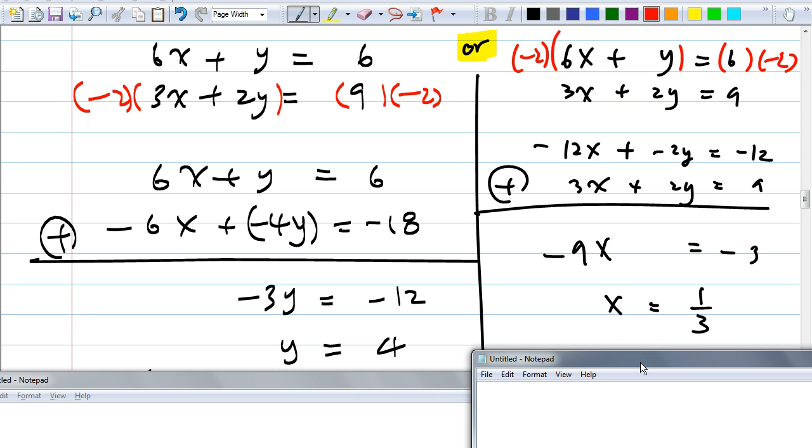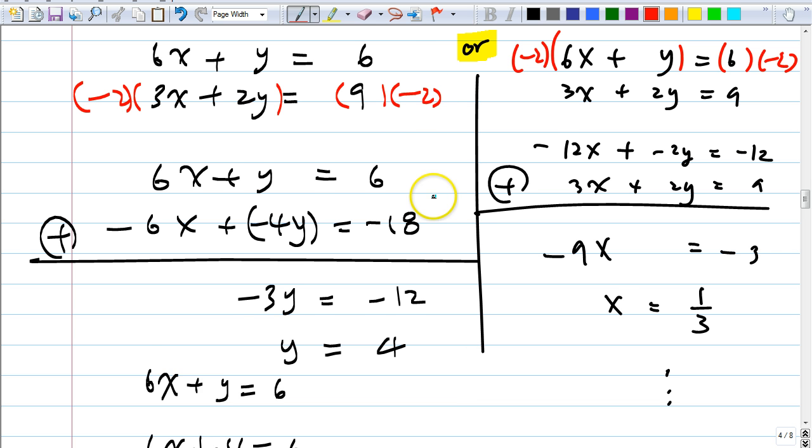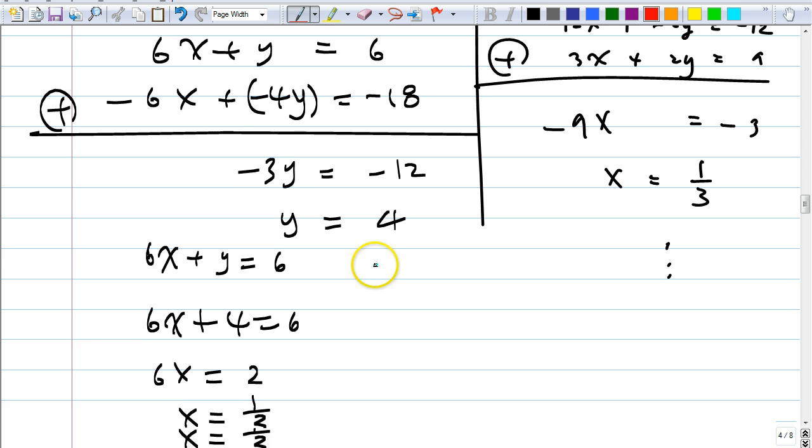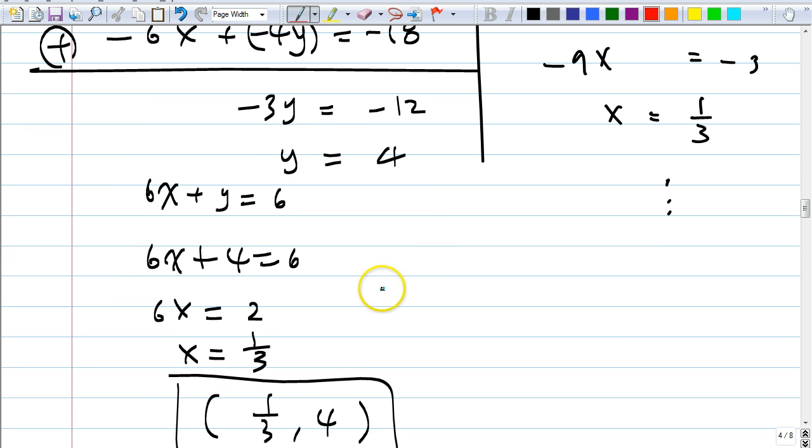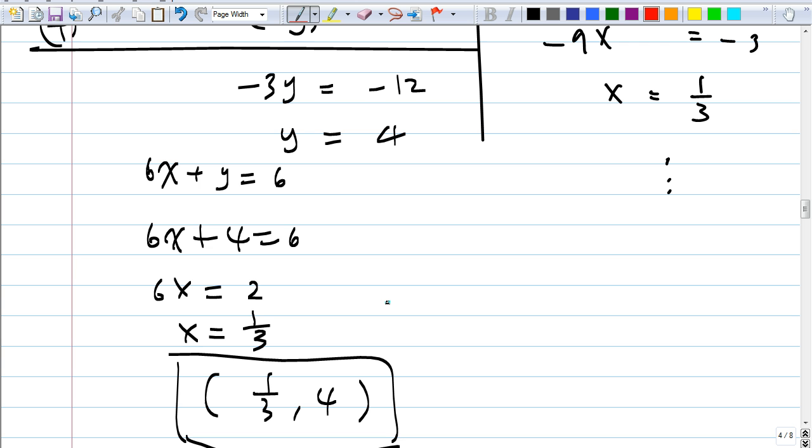Yes. Now, for those of you that got y or that got x, you could always find the other variable by plugging it in. And when you do, did you all get 1/3 comma 4? Not over 4. 1/3 comma 4. Yes? Any question? If you didn't, do you understand your mistake? Do you guys understand? Pretty straightforward, isn't it? May I move on to the next example? Anybody need more time? Any question?